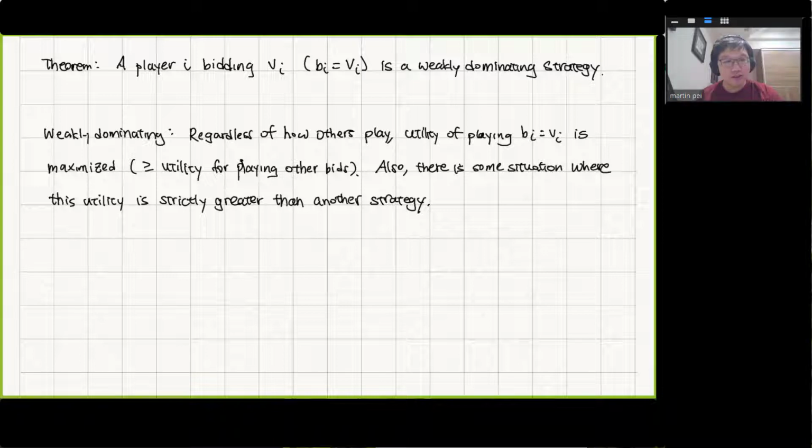Okay, so we don't always get the same utility regardless of what happens, right? So there is some case where the utility does decrease, right? So that is a requirement for weakly dominating.